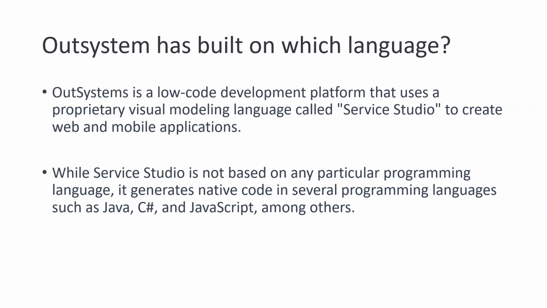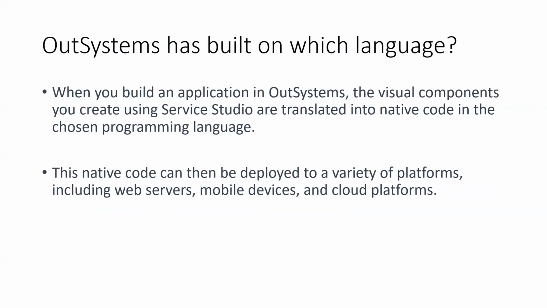We will discuss more about which language OutSystems is built on. Let us continue with the discussion. Let's say, for example, when you build an application in OutSystems, the visual components which you create using Service Studio are translated into the native code in the chosen programming language. I'll give you an example to understand this statement. And this native code can then be deployed to a variety of platforms, including web servers, mobile devices, cloud platforms.